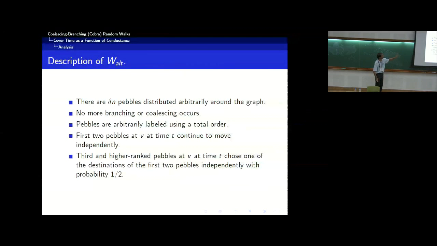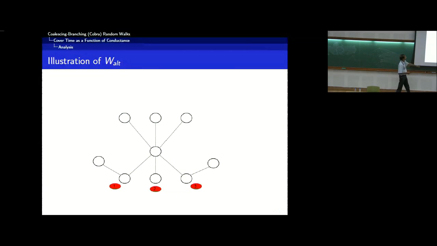So I claim that the cover time of this process stochastically dominates the cover time of a Cobra walk, because there is no branching going on at all, and the movement of the pebbles is guaranteed to satisfy the coalescing aspects that we are enforcing. Okay, here is an example. Let's suppose there were these three pebbles here, and all three came to this node. Then we let the first pebble make a random choice, and the second pebble make a random choice. Now the third pebble chooses one of the first two pebbles and follows its random choice.